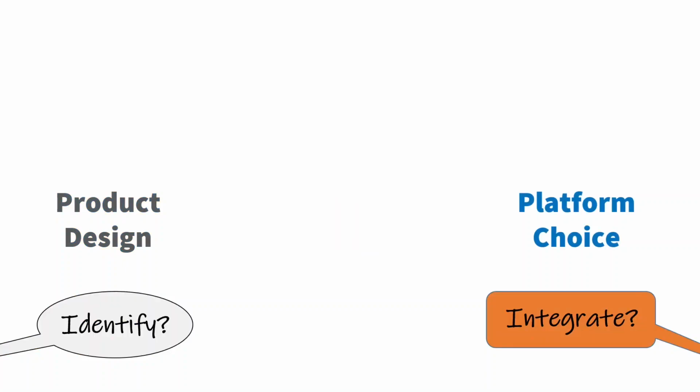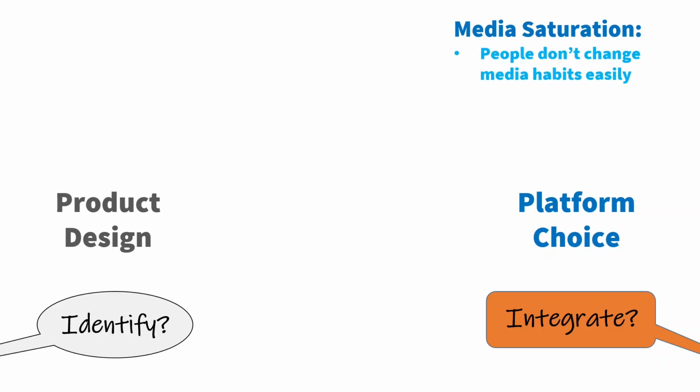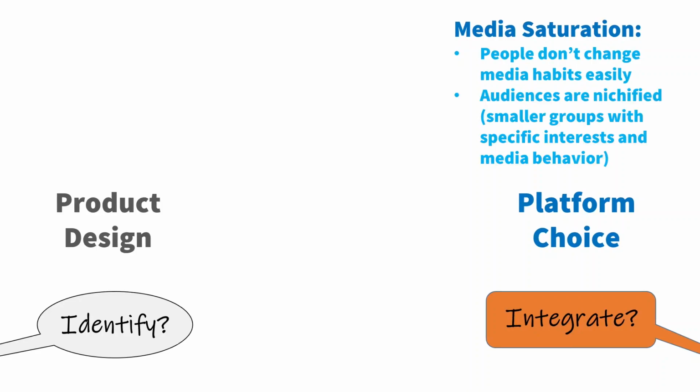Research in media shows A. that due to media saturation, audiences are not likely to change their existing media habits just because some new written or audiovisual content has been made available, and B. that there is an increase in audience nichification, meaning that audiences are increasingly found in smaller audience groups in which they share very specific interests and media habits with a few others.